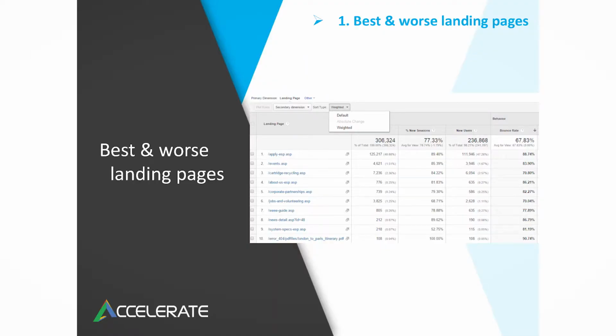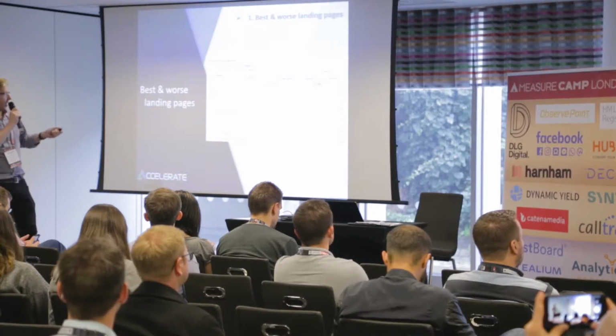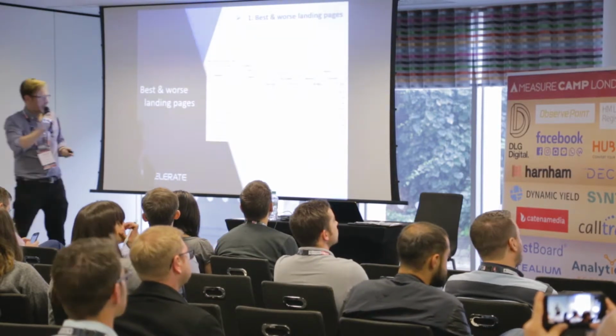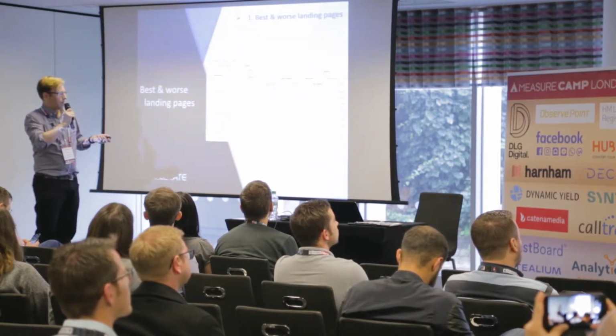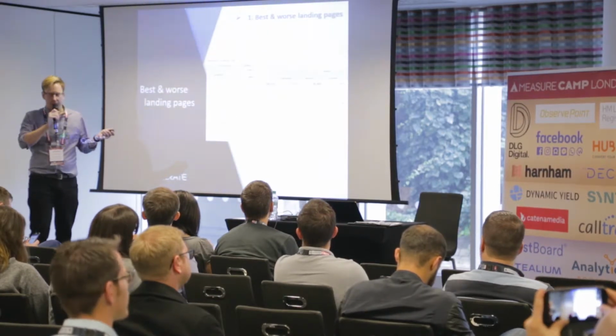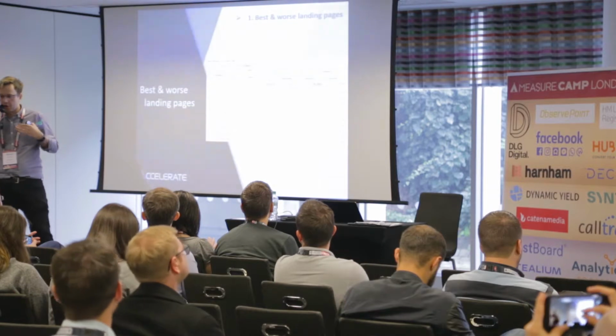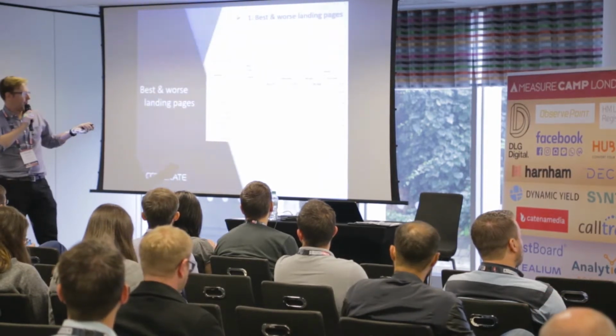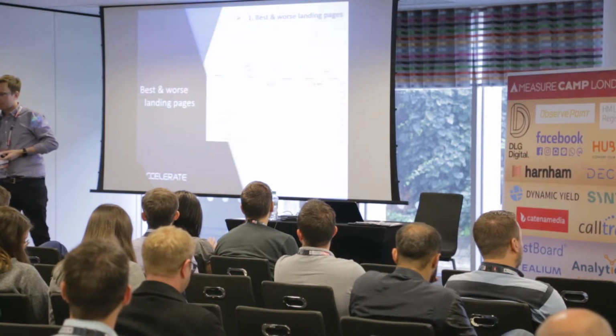So in this example, this is the first report: best and worst landing pages. This is actually sorted via a magic button in Google Analytics, the weighted sort feature. The cool thing about this is that if you go to the landing page report and sort by bounce rate, it will bubble up 100% bounce, but it might be just one person who bounced.